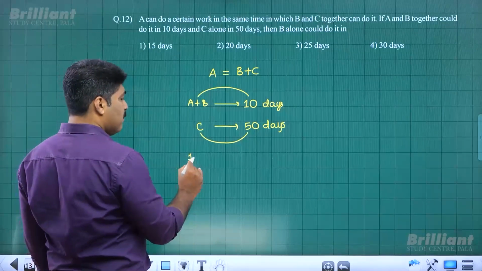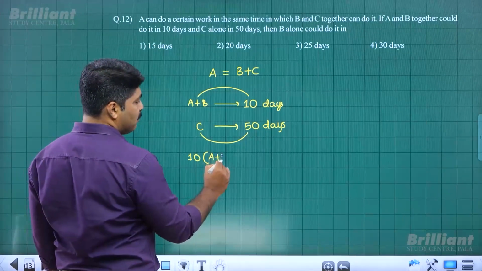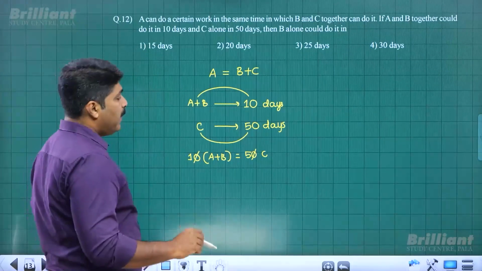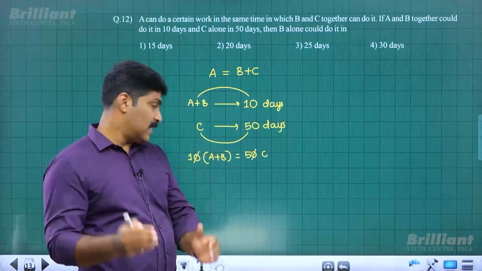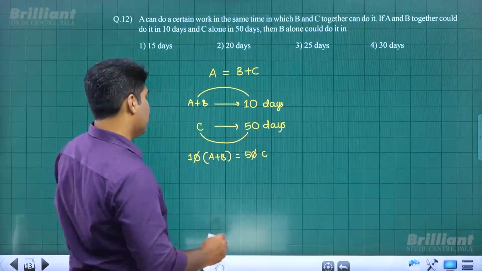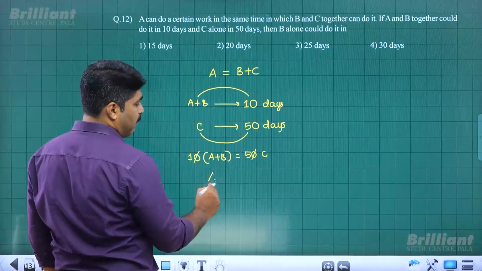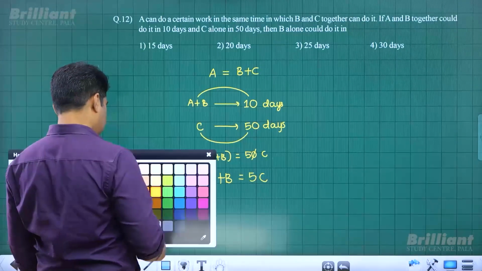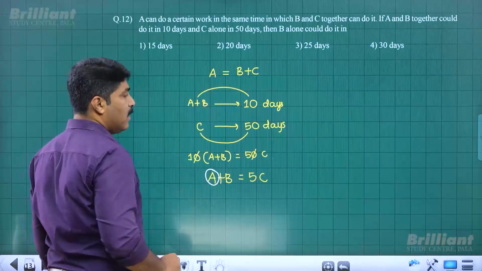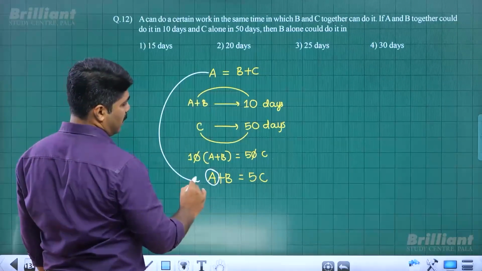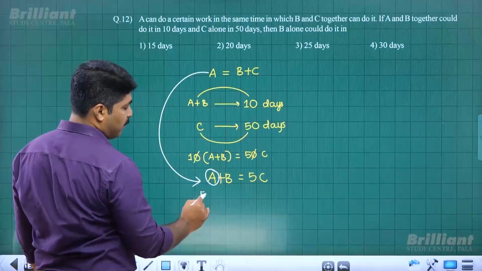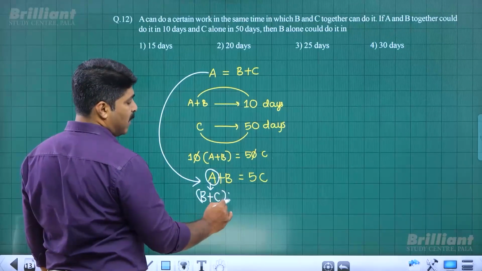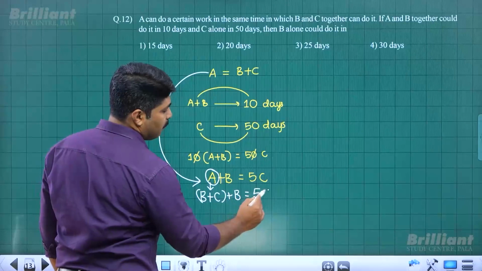By equating them, that is 10 into A plus B, which is equal to 50 into C. So we can cancel like this. Here we got 1 time of A plus B equal to 5C. So therefore, here we can write A plus B, which is equal to 5C. What you can do here, instead of this A, you can substitute this value. So what is this A in terms of B? We can express that as B plus C. This A, we can express as B plus C, plus B, which is equal to 5C.